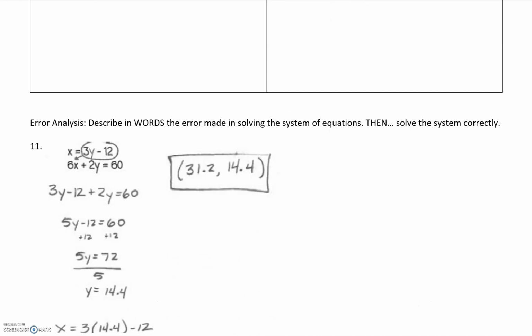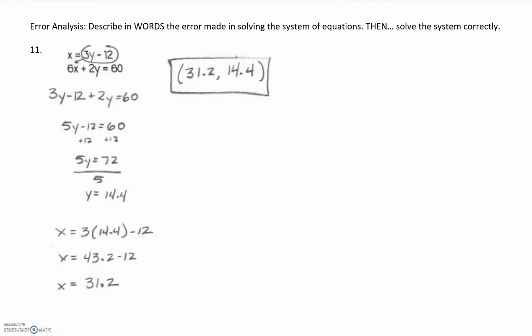Okay, but I want to talk to you about this error analysis problem. Okay, so it says, describe in words the error that's made when solving the systems of equations. So if you will, pause the video here, look through it and see if you can find the mistake, and then check back with me.